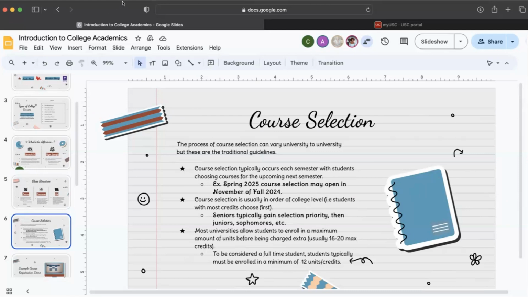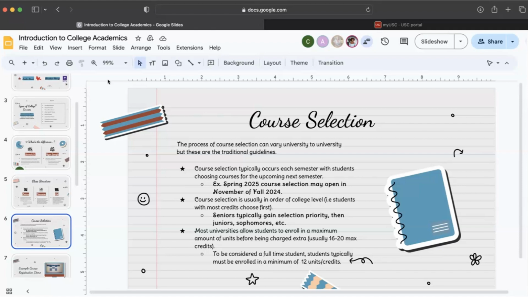Hello, my name is Catherine, and I'm going to be talking about course selection, and I'm going to be giving a demo on how you might register for courses. So course selection typically occurs the semester before. So for example, when I registered for my fall 2024 classes, I did that in the spring of 2024.